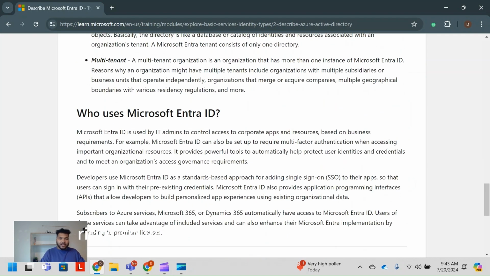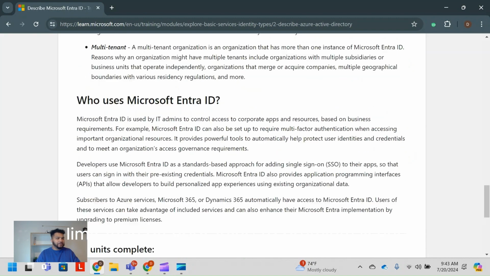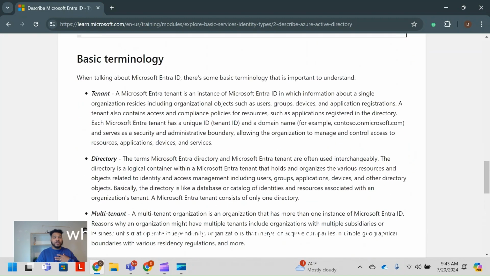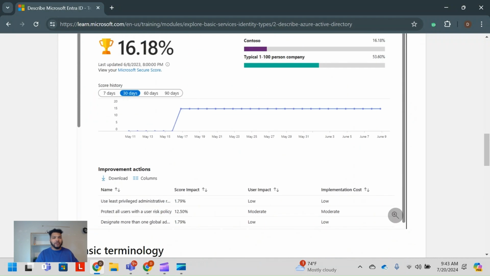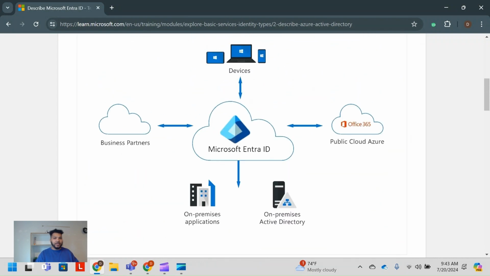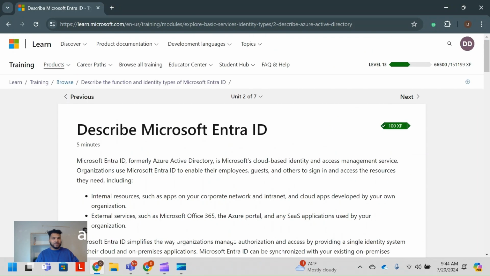So who uses Entra ID? It's used by IT admins to control access to corporate apps and resources. Developers use Entra ID for a standards-based approach for adding single sign-on to their apps via API, and subscribers to Azure, Microsoft 365, or Dynamics 365 automatically have access to Entra ID. Users of these services can take advantage of included services and can also enhance their Entra implementation by upgrading to premium licenses. Lots in there, but if I'm going to take this test, I'm going to look at who uses Entra ID. Basic terminology is very important. Secure score, understand what it is, and this diagram, how it all connects.